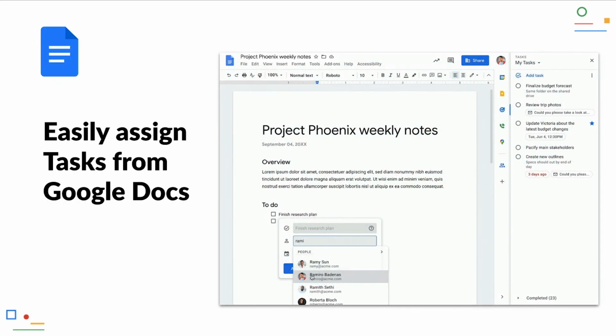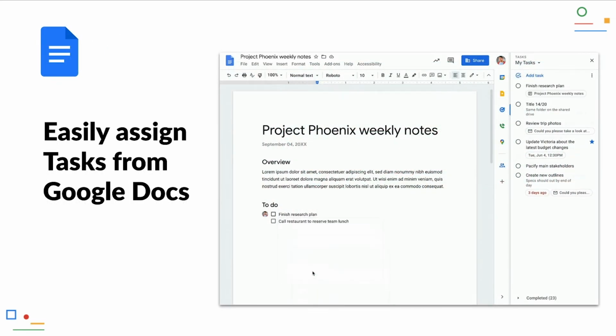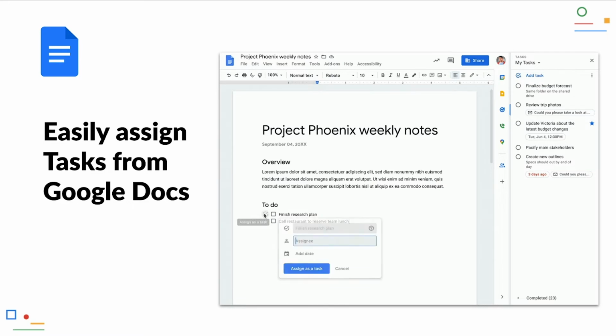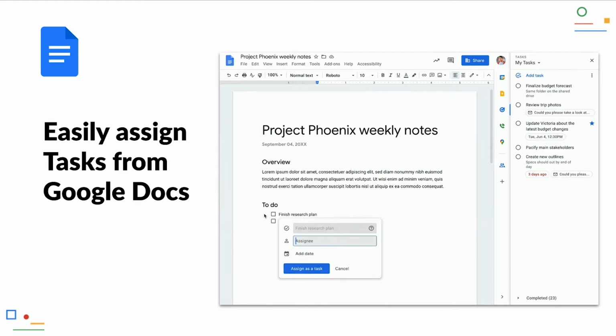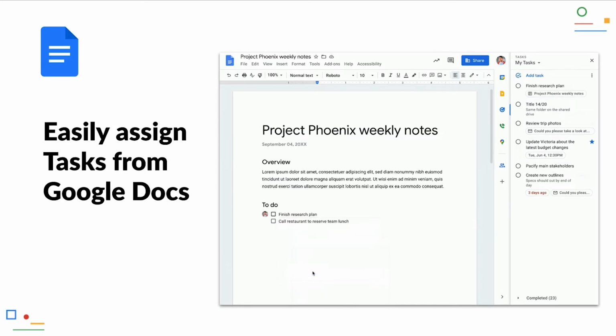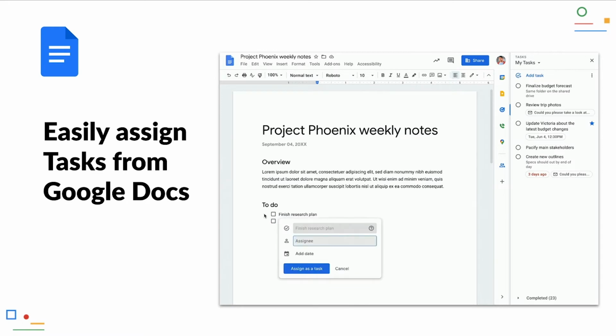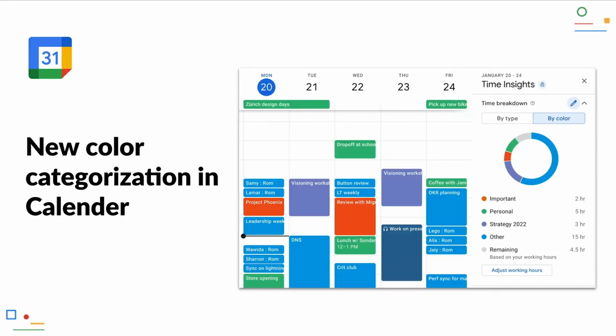Easily assign tasks from Google Docs. In Google Docs, you can now assign a checklist item for yourself or a colleague that will then show up in the assigned task list. When edits are made to an assigned item in Tasks, such as a change to the title, due date, or completion state, those updates will show on the doc and vice versa.